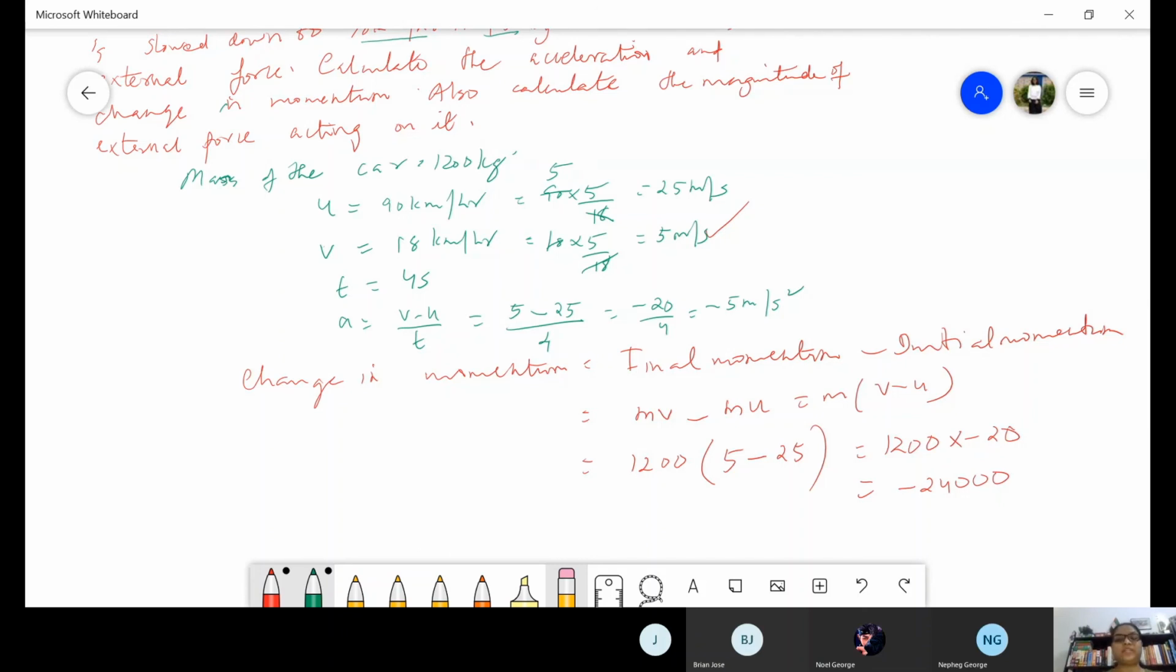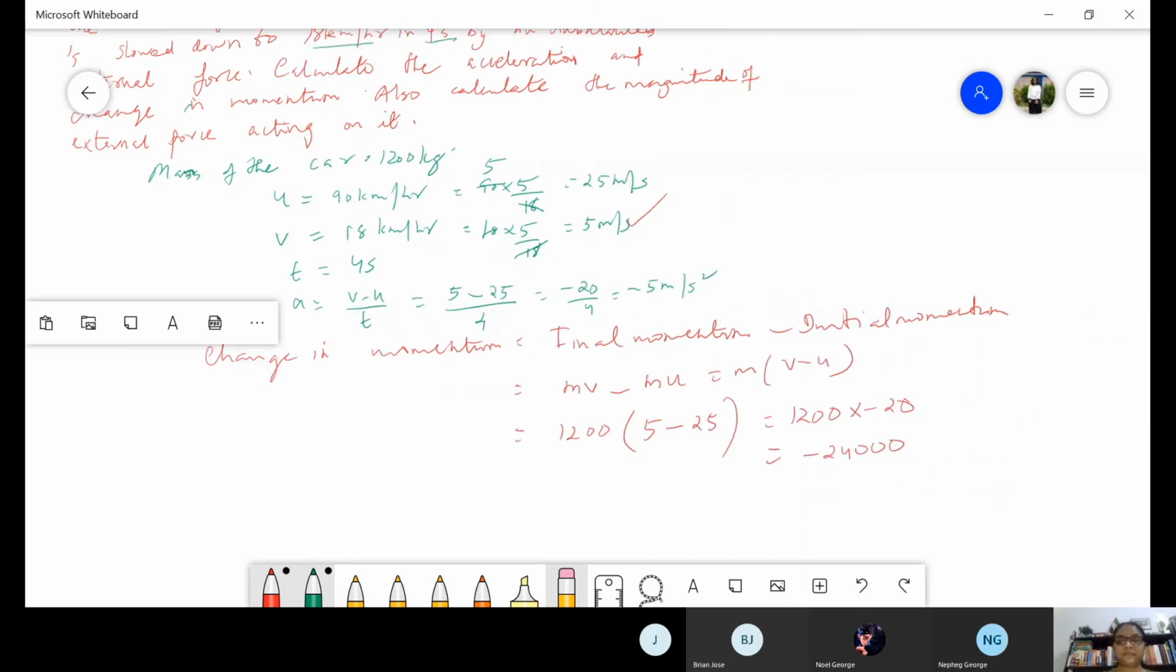And what is the unit? Unit of momentum is kilogram meter per second. Because you know mass is kilogram and velocity is meter per second. So that is how you get the unit, kilogram meter per second.